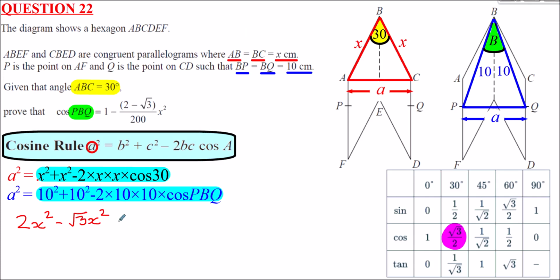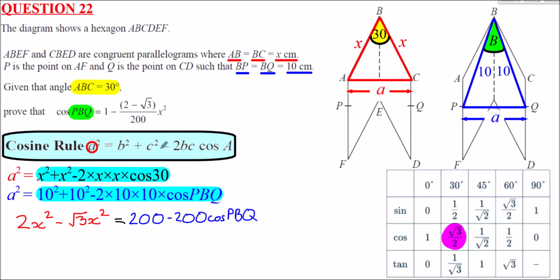And then here, in the blue, I've got 10 squared plus 10 squared. Well, 10 squared is 100, plus another 100. That's going to give me 200. Change colour so it's in blue so it matches nicely. That's 200. Then minus 2 times 10 times 10. Well, 10 times 10 is 100, times by 2 is 200. So minus 200 lots of cos PBQ, which is what we're trying to show is equal to this thing here.